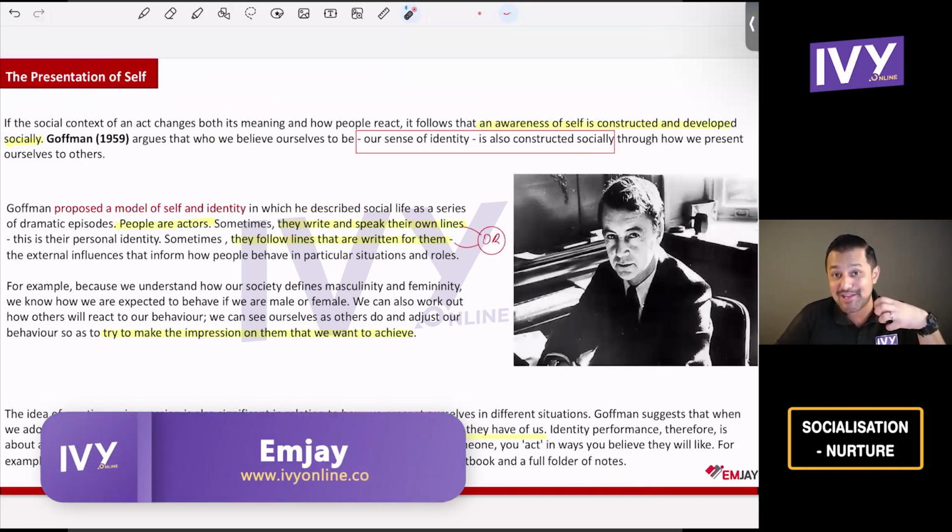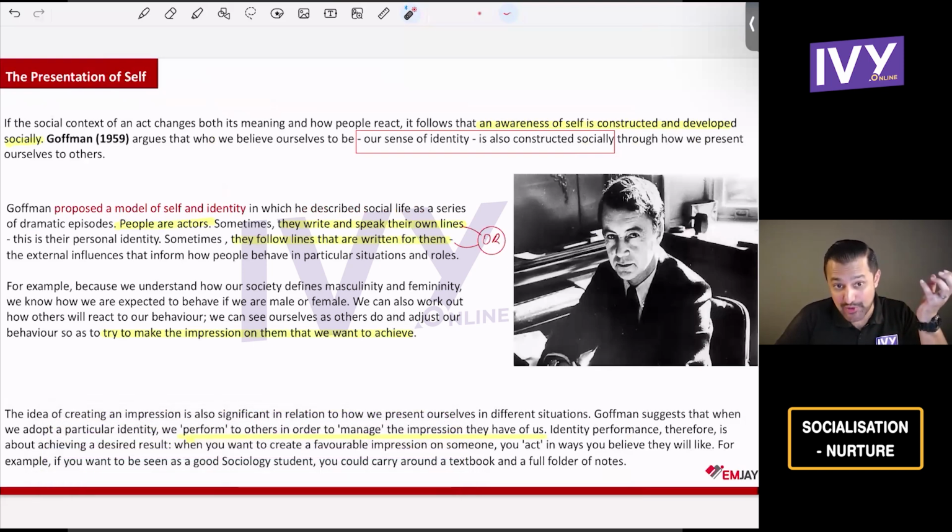It changes its meaning and how people would react to it. That it follows that an awareness of self is constructed and developed socially, right? An awareness of self, right? I need to see who I am. And based on who I am, I need to react accordingly. What situation am I in? What role am I playing over here now? As of right now, you see me as a sociology instructor, and I'm expected to play my role accordingly.